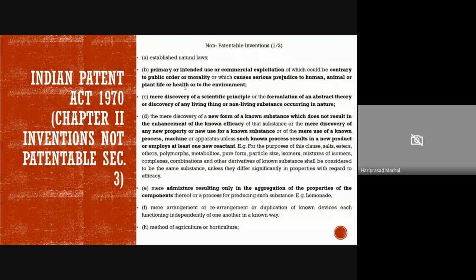So these are the specific sections defined by the Indian Patent Act to define whether an idea is patentable or non-patentable. According to these subsections, the examiner identifies whether any particular idea falls in any of these subsections. If it falls, then it is rejected in the prosecution process. If it doesn't fall in these particular sections, then the idea or the invention is considered to be a patentable invention.